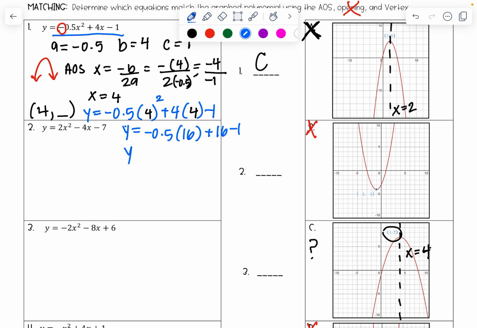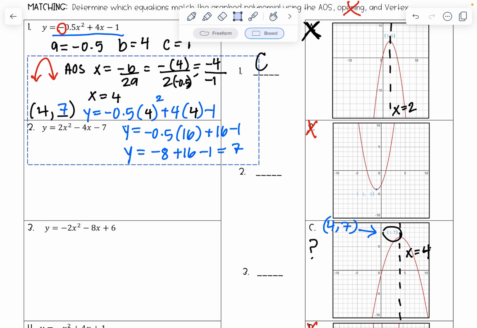And if I continue simplifying from left to right using the order of operations, negative 0.5 times 16 is negative 8. If I punch all of this into my calculator, I get 8 minus 1, which is 7, which does match this vertex of 4, 7 right here. So C is definitely the solution.